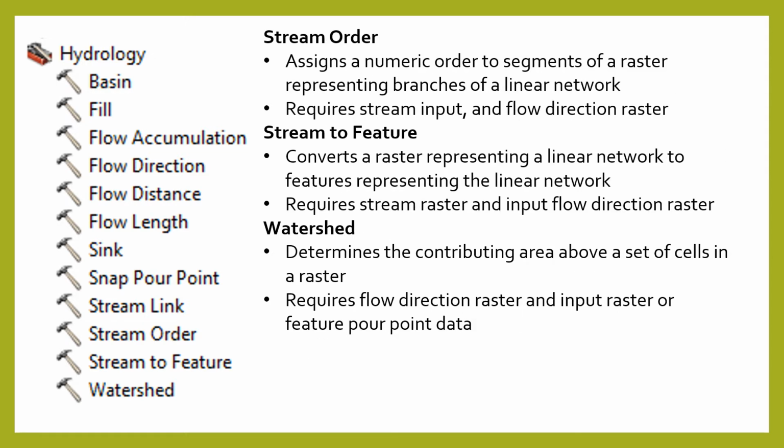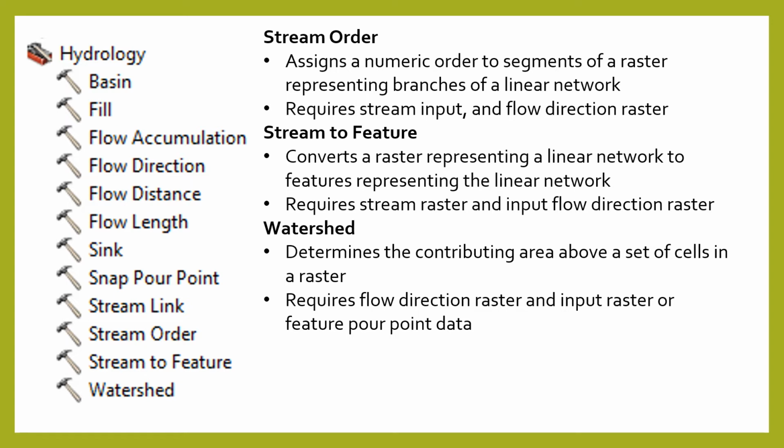The stream link tool is the one that assigns unique values to sections of a raster linear network between intersections. This basically requires stream and flow direction rasters in order to work. Stream order assigns a numeric order to a segment of a raster. This represents branches on a linear network. It requires stream input and a flow direction. Streams to features converts a raster representing a linear network to features representing a linear network. It requires a stream raster and an input flow direction raster.